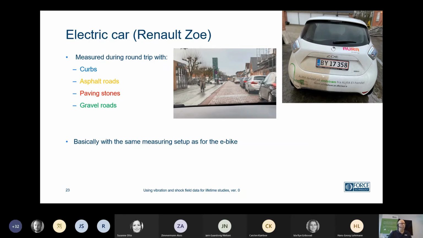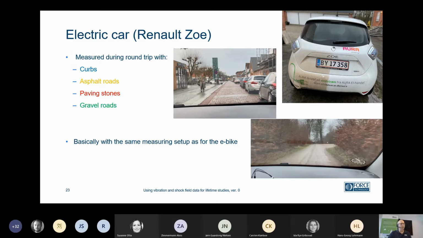And as with all kinds of practical measurement, you have to be aware of pedestrians and people opening doors. So it's not very easy to do exactly the same speed every time. But that's why we include the reference point. And then we also used gravel roads. Here's one from the woods where there are several potholes in it. It's basically the same measuring setup as we had for the e-bike.